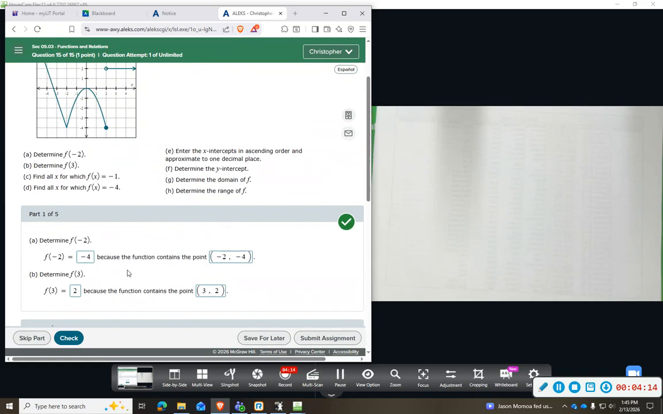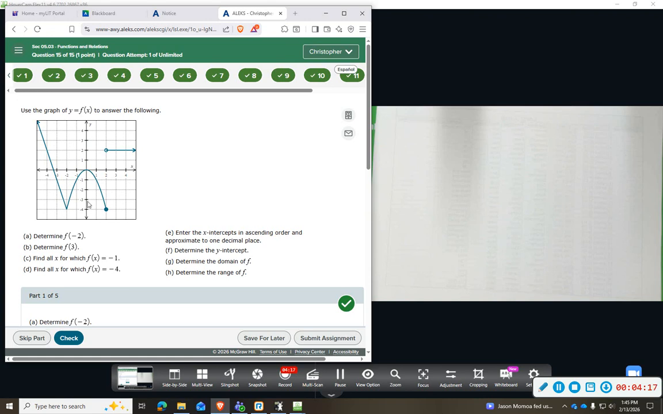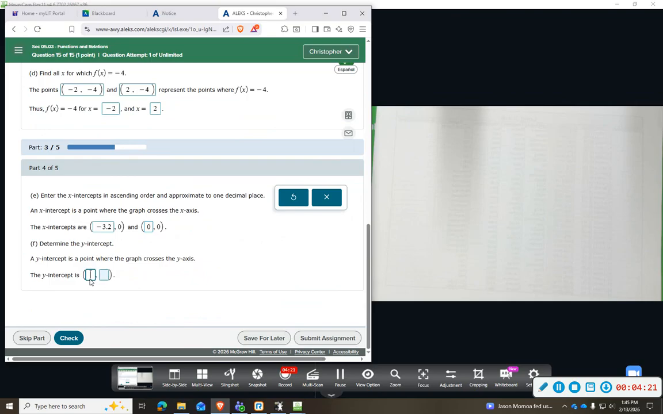Y-intercept, where it crosses the y-axis, right here, only one place at 0 as well. So the ordered pair is 0 for x and 0 for y.